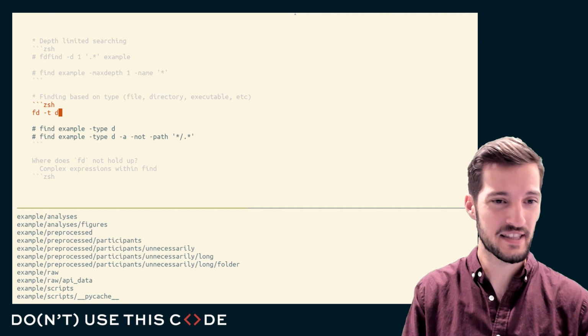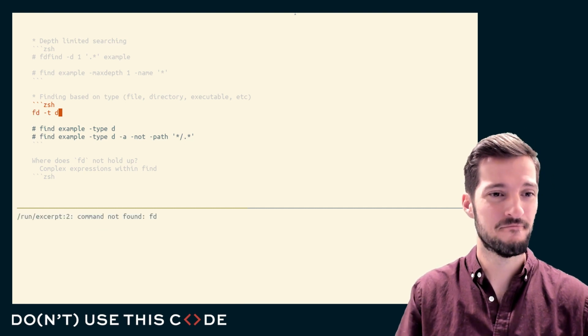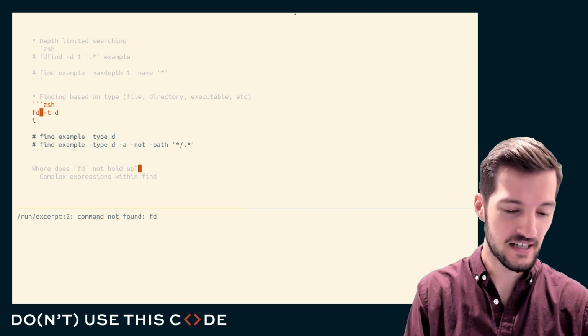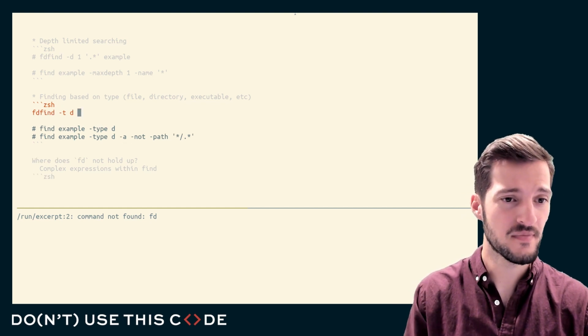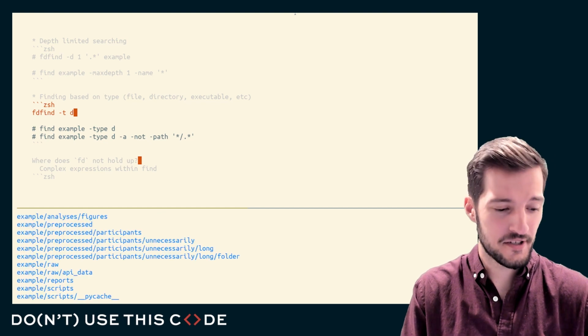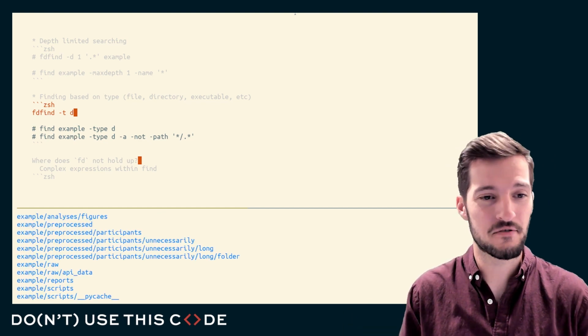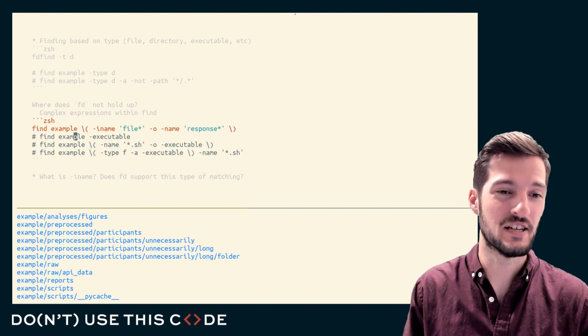The fd command that does the same thing is just fd -t for type, fd find, -d for type. And guess what? It ignores hidden files, hidden folders automatically. We just get the same output as this really long find command, just more streamlined.